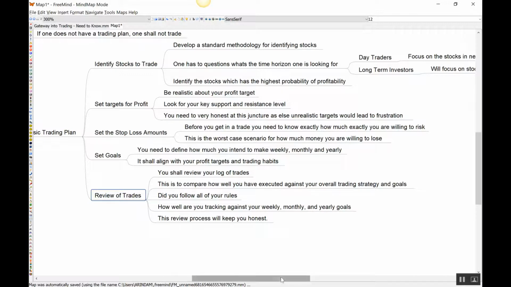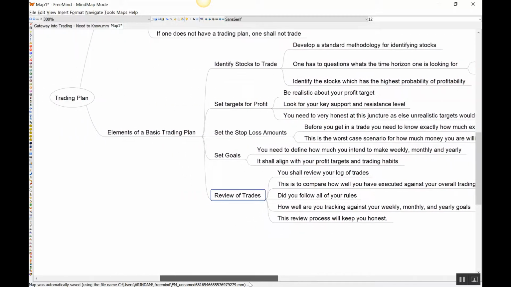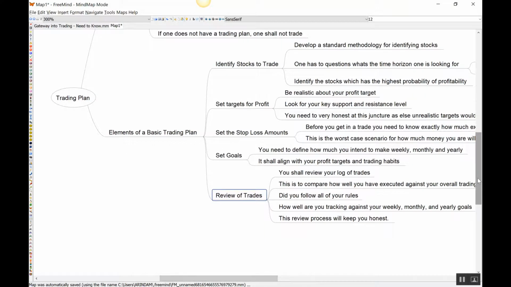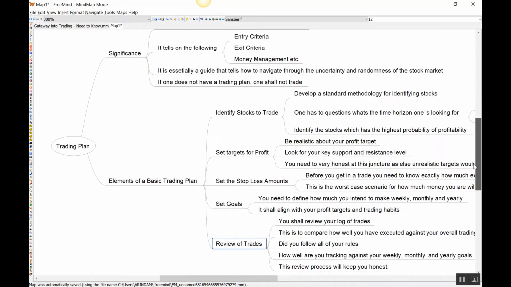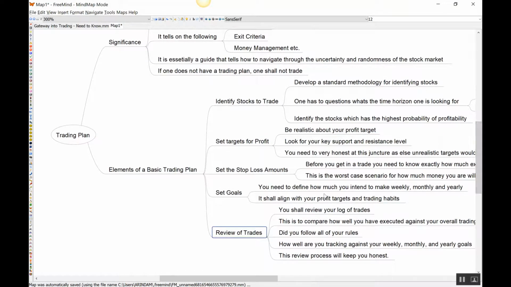So these are the five elements of a basic trading plan. As we have discussed the significance and the elements of a basic trading plan, just to reiterate: identifying stocks to trade, setting targets for profit, setting stop loss amounts, setting goals, and reviewing trades. These are the most important pillars of a trading plan.